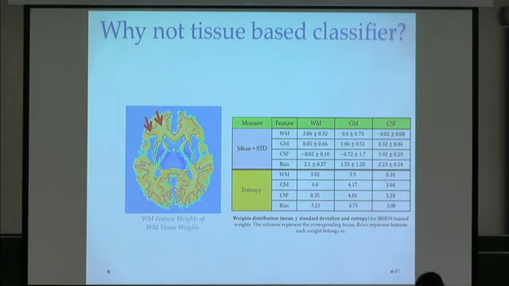We measure the mean and the standard deviation of the weight distribution for each tissue, and you can see that there is a significant standard deviation. We also measure it in terms of the entropy of the weight distribution. Okay, so there is a justification to do an atlas of classifiers, that is, to define a classifier for each voxel rather than a classifier for the entire tissue.